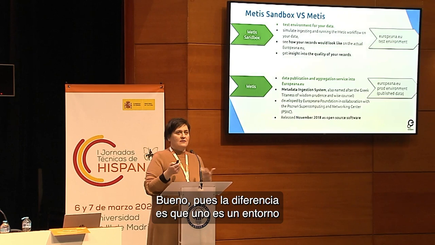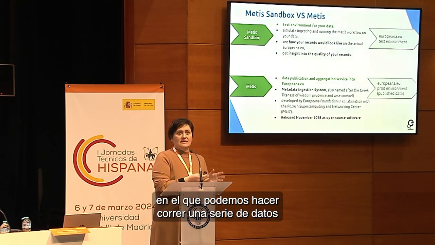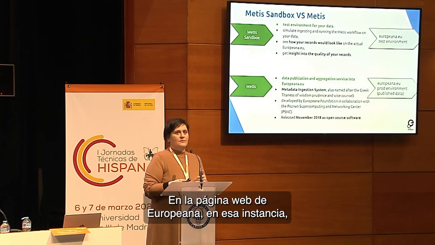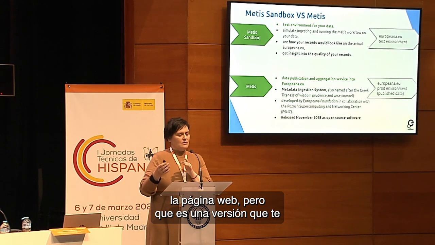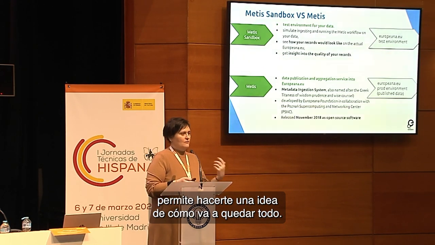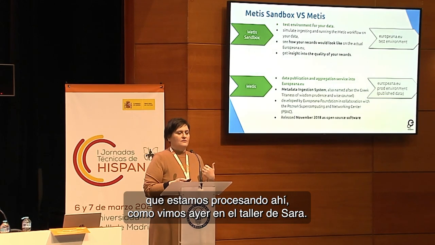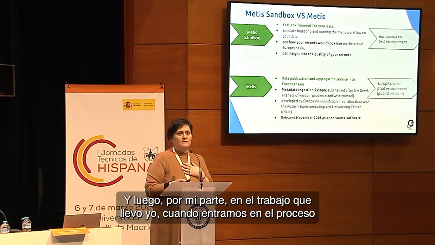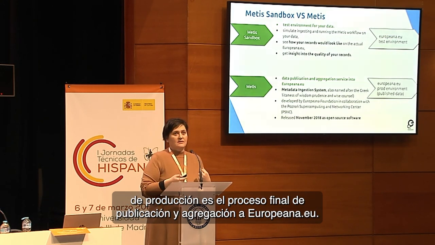So what is actually the difference? The difference is that one is a test environment where you can run a data set and see how the records look in a Europeana website instance. That's not a public version, that's not the official version of the website, but it's more for you to have an idea. And you also get to see the quality of the records that you process there, as you saw yesterday in Sarah's workshop. And then on my side, it's mostly the final processing and publication, aggregation to europeana.eu.